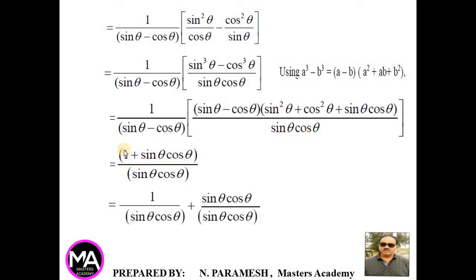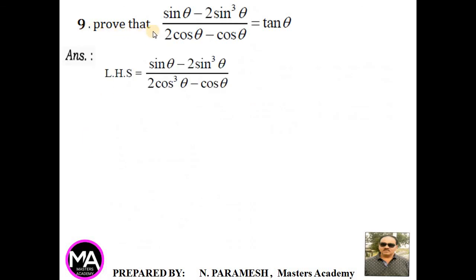That is equal to, separating, 1 divided by sin theta cos theta plus sin theta cos theta divided by sin theta cos theta, which gets cancelled to 1. Plus, 1 by cos theta is secant theta, 1 by sin theta is cosecant theta. That is equal to 1 plus secant theta cosecant theta, that is RHS.